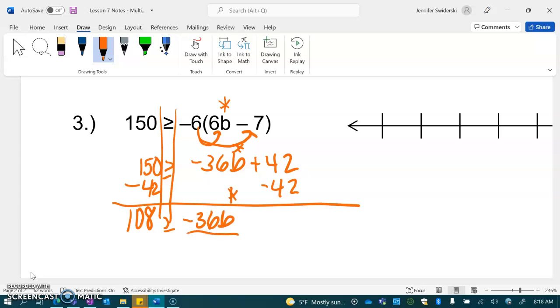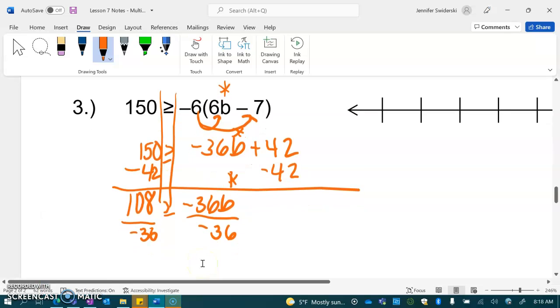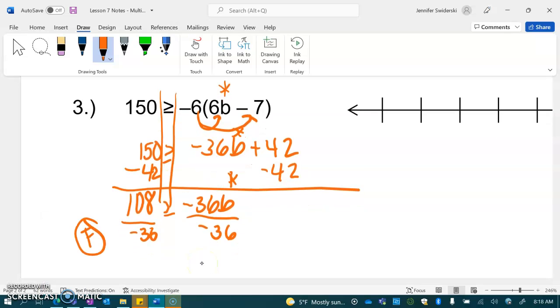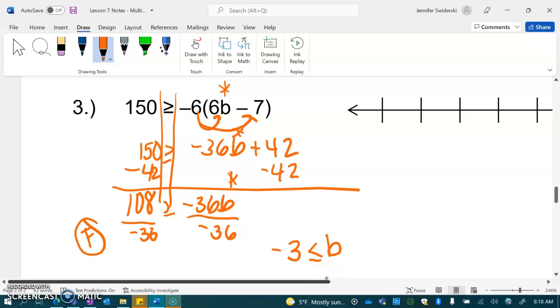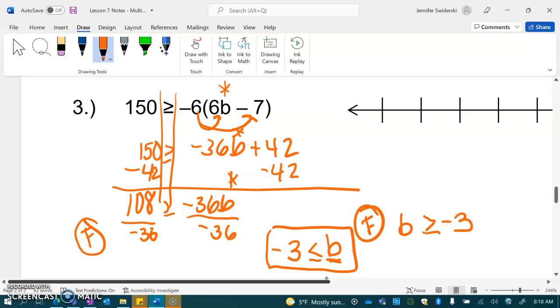To get b by itself, I need to divide both sides by -36. Now, one thing I've seen some students do is put an F here for, hey, I need to flip because I'm dividing by a negative. When you flip, you'll get -3 is less than or equal to b. Well, crazy thing is now we have to flip again because we want b to be first. So I'll get b is greater than or equal to -3. And if it helps you to put another F here for flip, go ahead and do that. Let's graph this. If this is at -3, -2, -1, to the left of -3 is -4 and -5. My circle is going to be closed, going to the right.